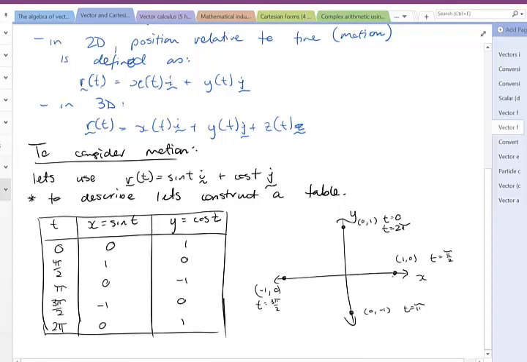Now, if we look at that position as time changes, we've got a direction of motion as well. It seems that we have circular motion, and in terms of direction, it's going to be clockwise. So we have clockwise circular motion.